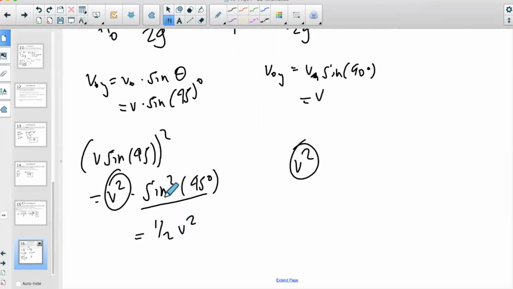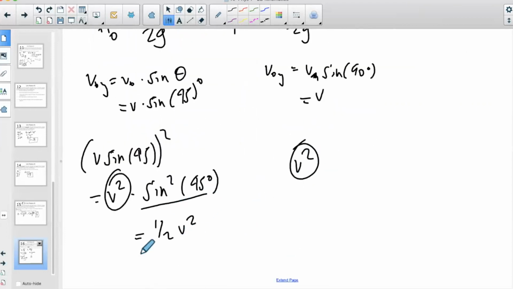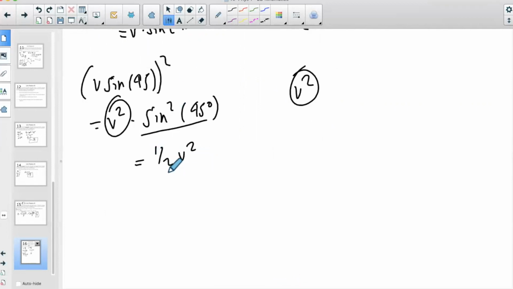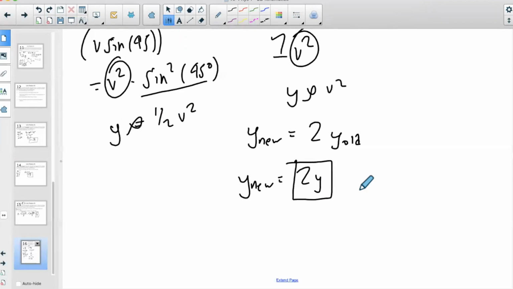Sine squared 45 is equal to 1/2. So if this is v squared and this is 1/2 v squared, remember this can tell you something about y. This symbol alpha just means proportional. So if you know that this is v squared and this is 1/2 v squared, that means that the new y is equal to 2 times the old y. Because this is 1/2 and this is 1. So that means your y new is equal to 2y.